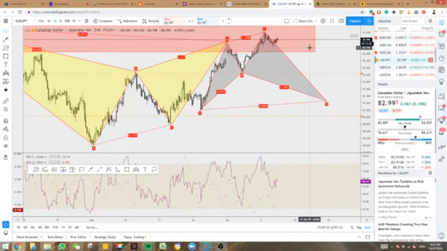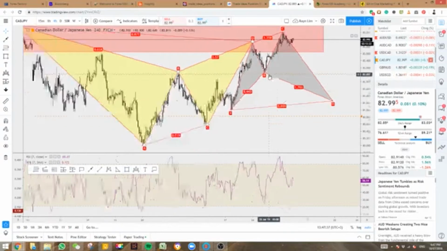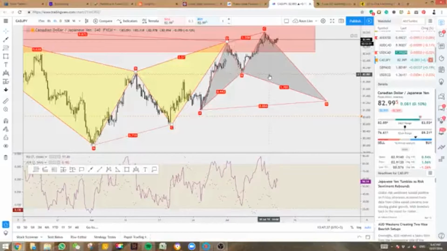And of course, in fact it is a better entry for CAD Yen. Double check your sell zone so you can wait for the confirmation, hook back down for further confirmation if you need a high win rate, or a buying opportunity on the shark pattern 81.24.